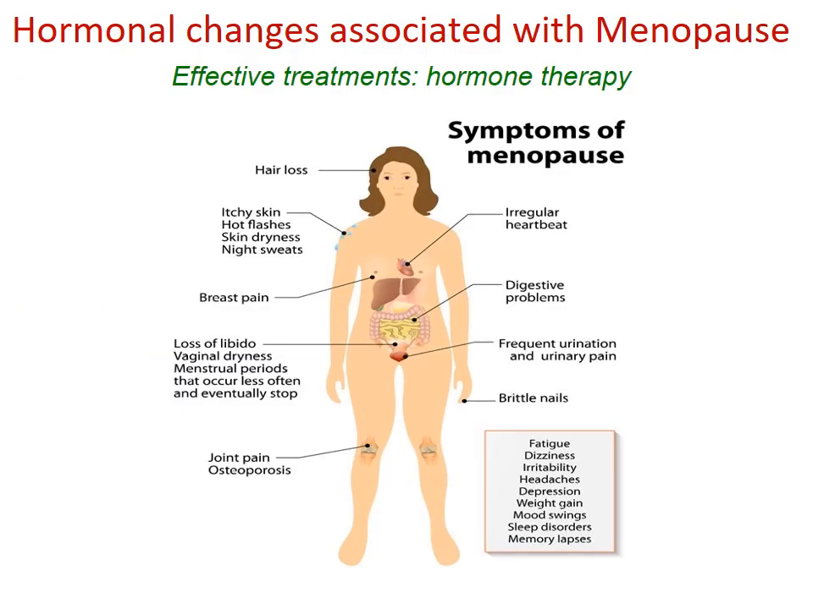So this picture indicates the hormonal changes associated with menopause. In extreme cases, hormone replacement therapy is also provided to the individual, because in some individuals the symptoms and conditions might be much worse than in others.